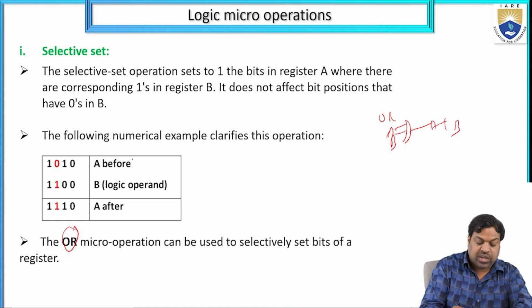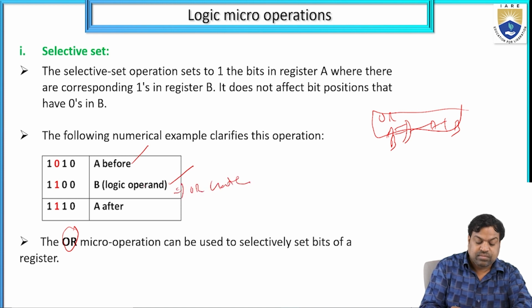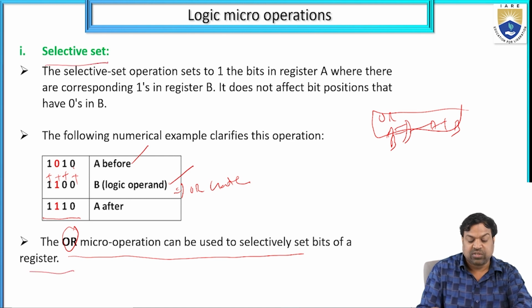So if I am giving A before B logical operand, what is the operand here you are using? OR gate I am using. That is an OR gate, that is the operand. So here 0 plus 0 is 0, 1 plus 0 is 1, 0 plus 1 is 1, 1 plus 1 is 1. So 1, 1, 1, 0. I am getting through the micro operation, I got this value. That is a selective set.